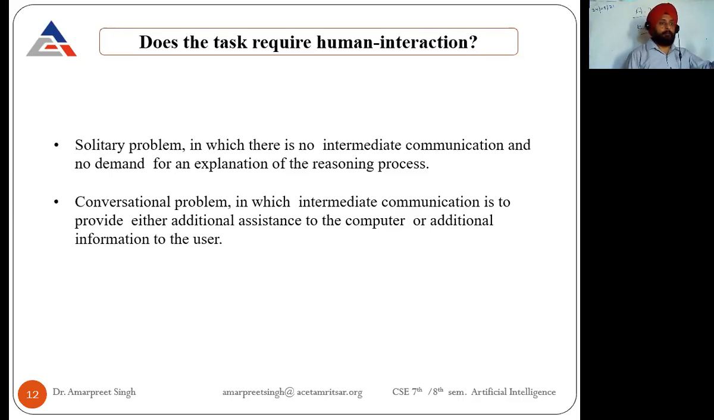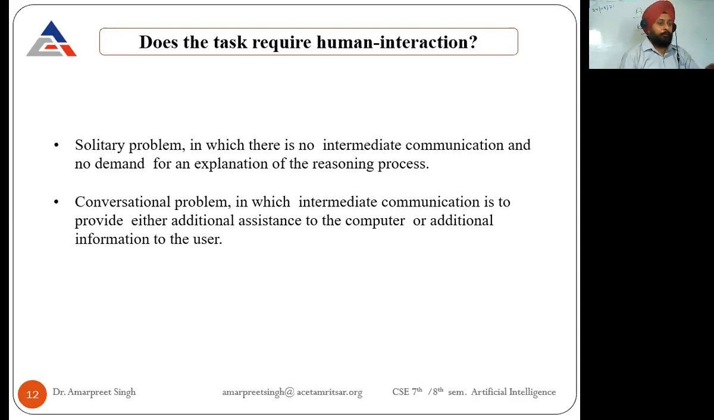The solitary problem is one in which there is no intermediate communication and no demand or explanation of the reasoning process. The problems that do not require any human interaction lie under the category of solitary, meaning alone. The second type of problem, where human interaction is required, is known as the conversational problem, in which the intermediate communication is to provide either additional assistance to the computer or additional information to the user. So this is the topic about the problem and its characteristics.